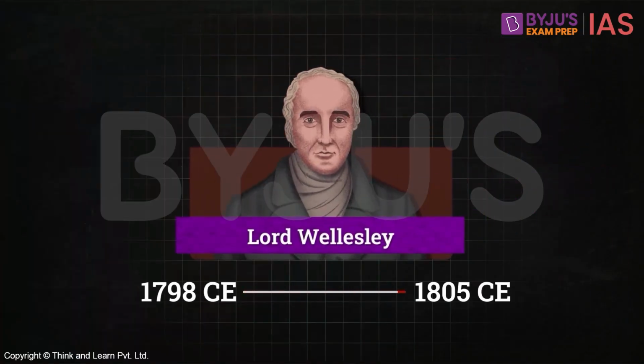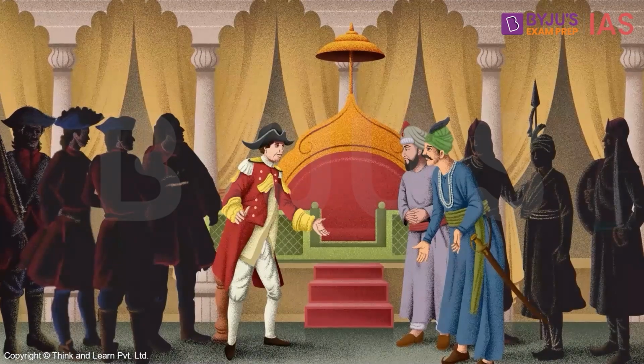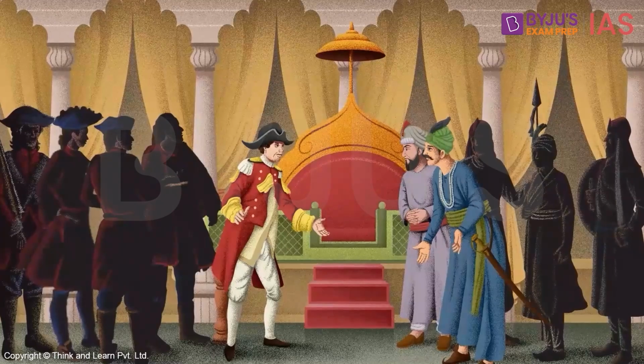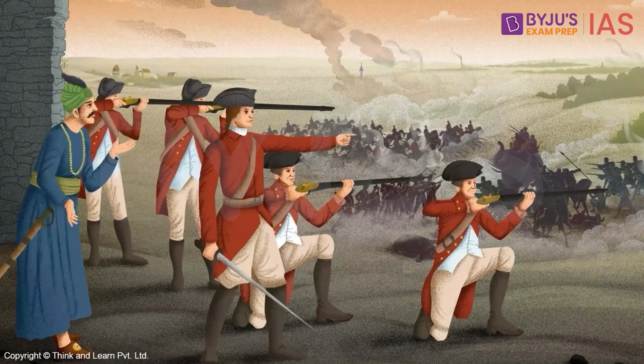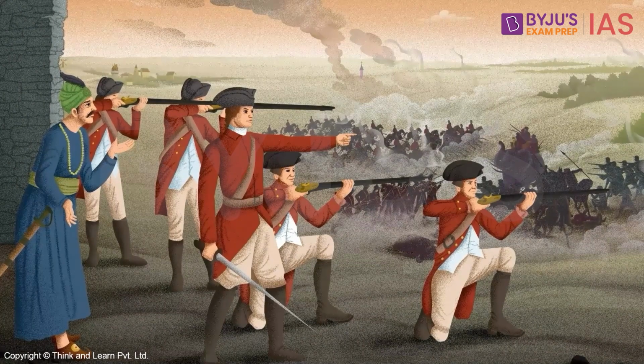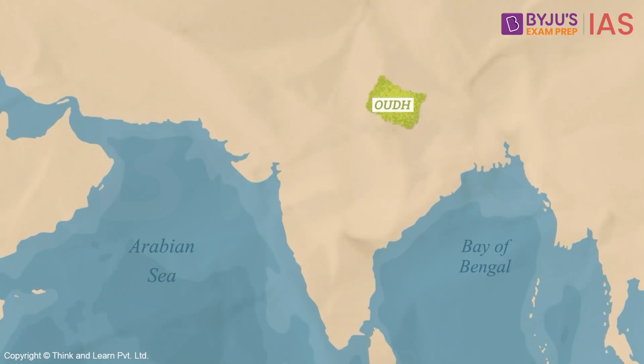The Subsidiary Alliance was a tool introduced by Lord Wellesley during his governorship from 1798 to 1805. According to this system, Indian rulers had to pay a subsidy to the British to maintain the army. In return, the British would protect them from their enemies, both internal as well as external. But through this alliance, Indian rulers also lost their sovereignty over their territories to the British.